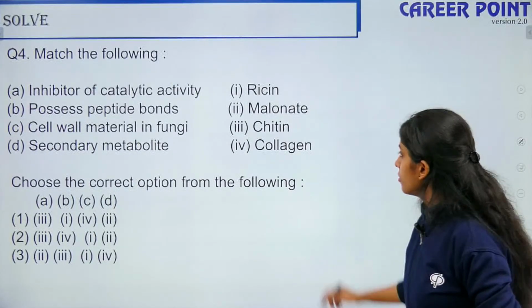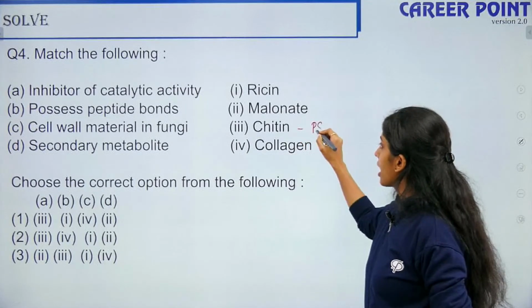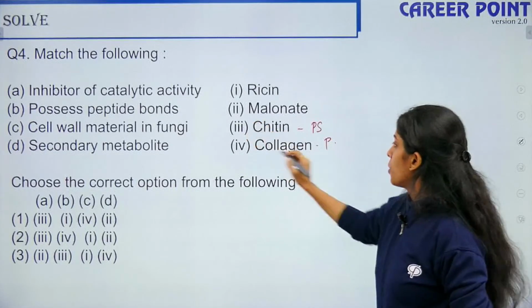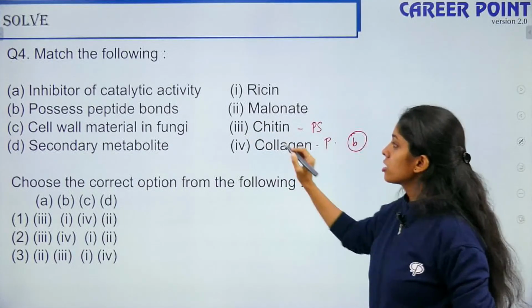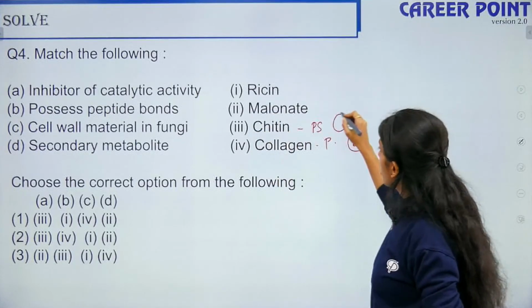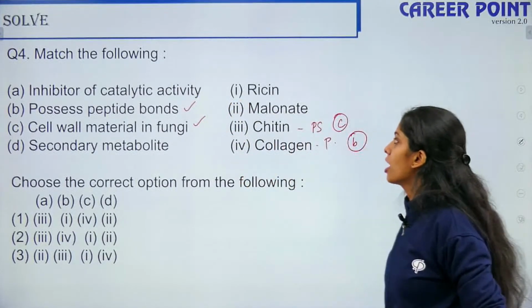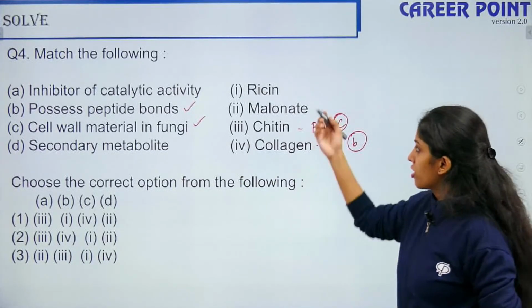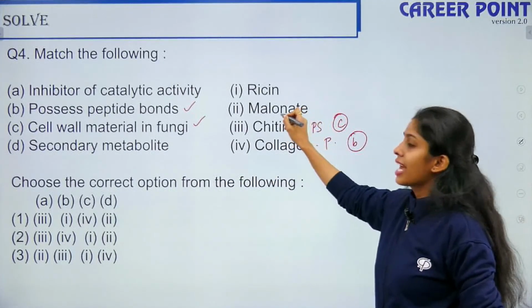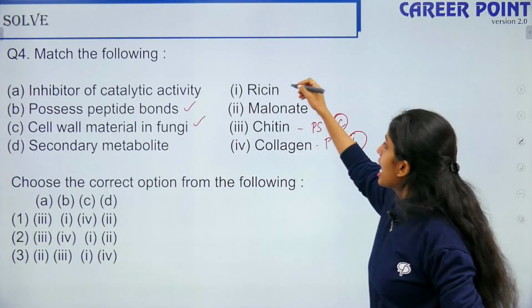So chitin is a polysaccharide, collagen is a protein. So collagen has peptide bonds. So your cell wall material in fungi is this. So we are done with B and C. So secondary metabolite will be what? Your ricin, because this sounds like an enzyme. So this is A and this is D.